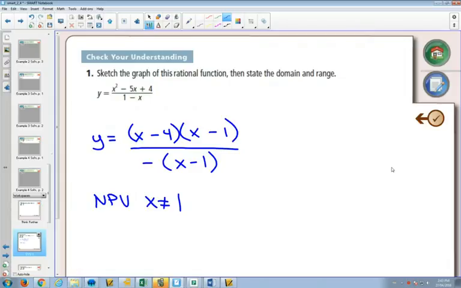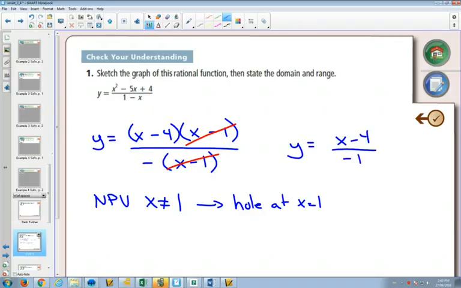It's going to be a hole because that factor is going to cancel out. What that means when that factor cancels out is that our equation is actually just x minus 4, and on the bottom we're left with a negative 1. Are you okay that y equals x minus 4 divided by negative 1? That's the same as negative x plus 4. Both of those things are going to get divided by that negative 1. So you're going to get negative x plus 4.